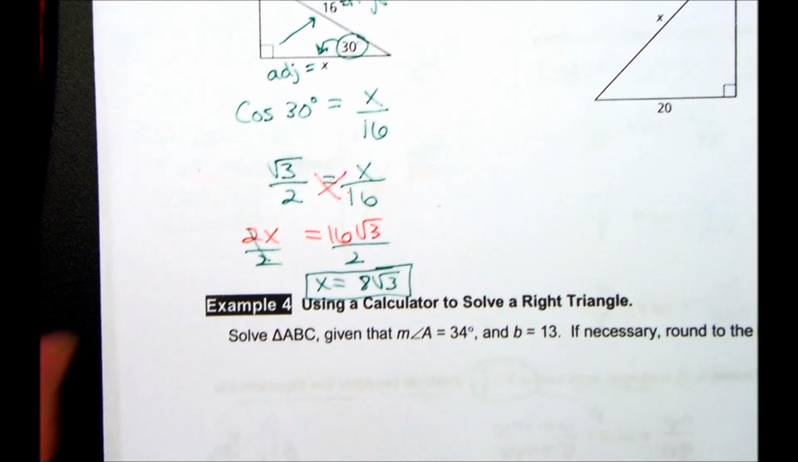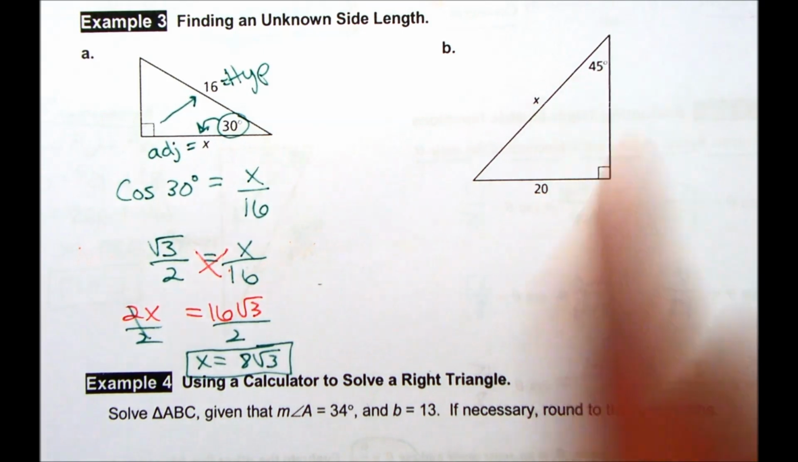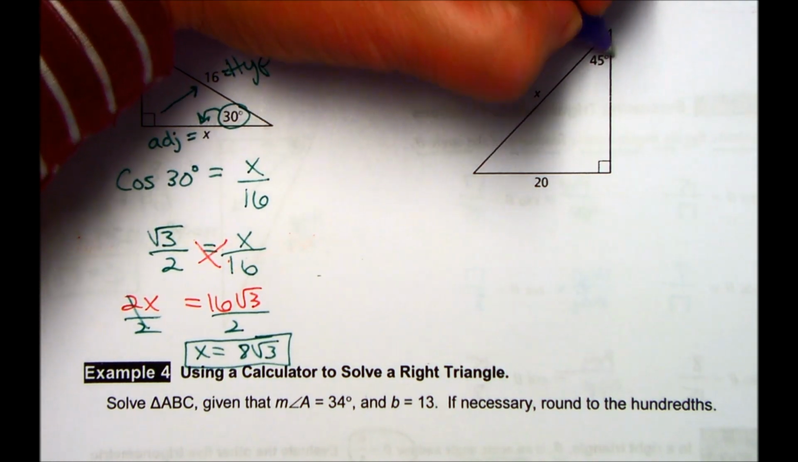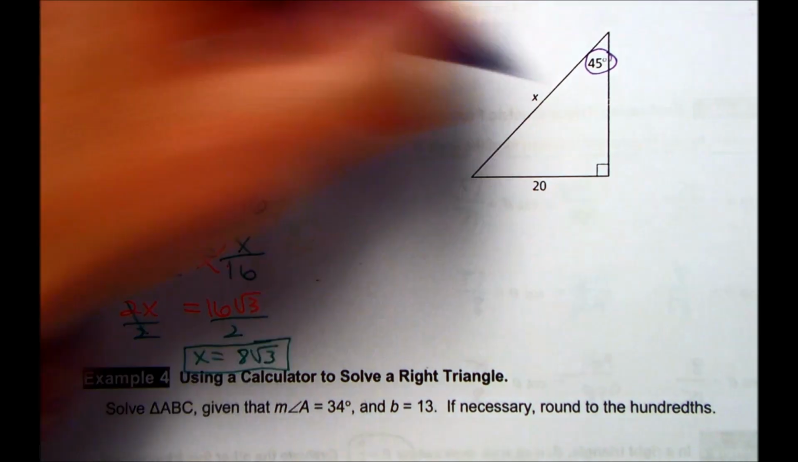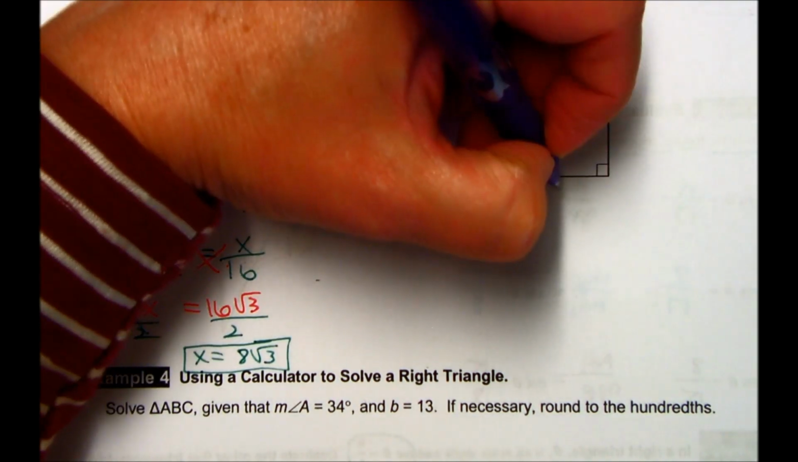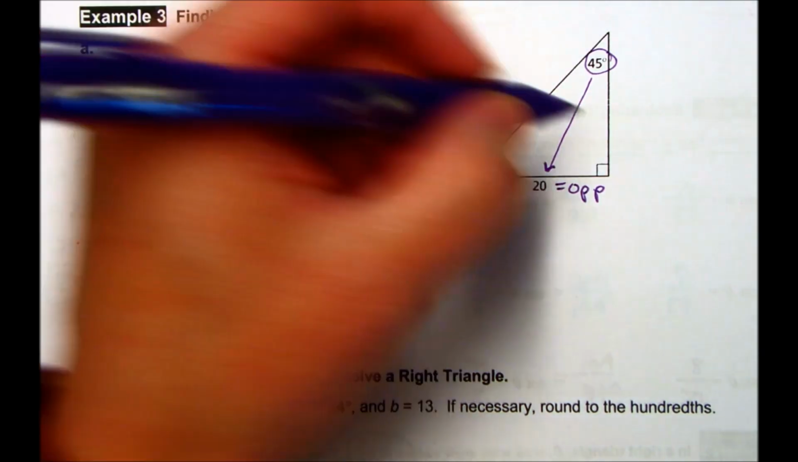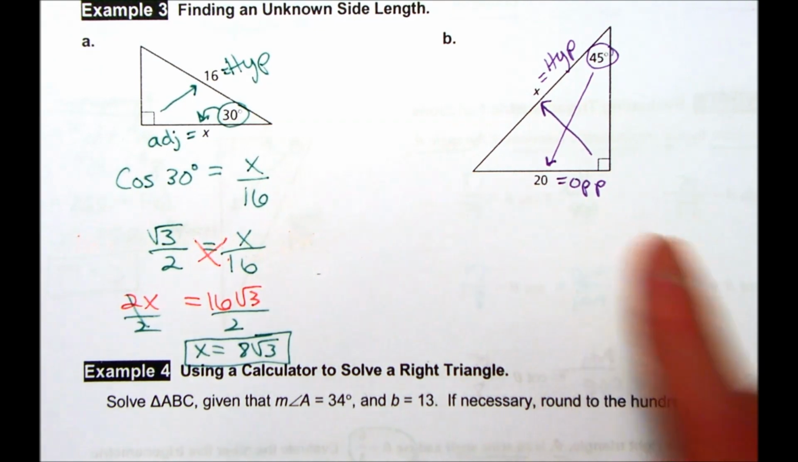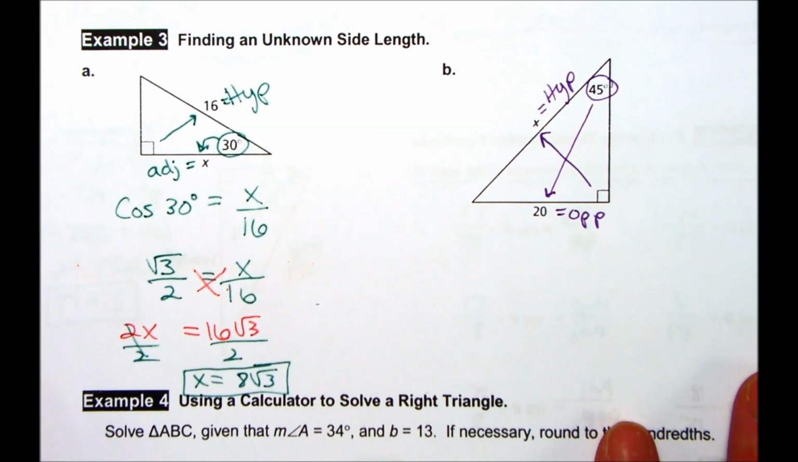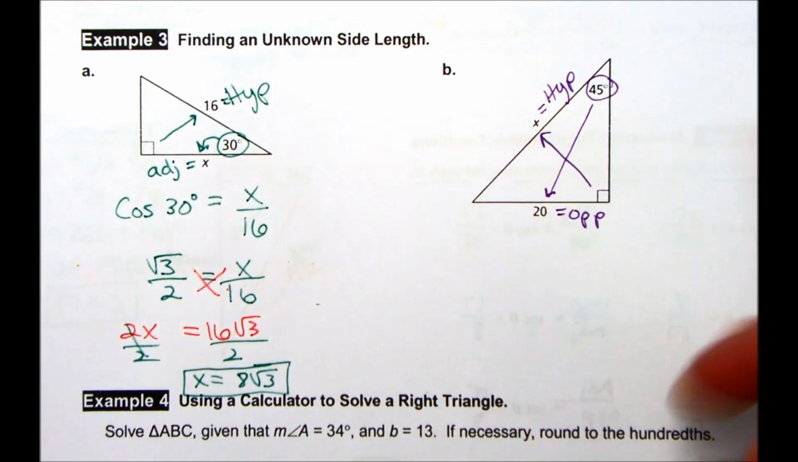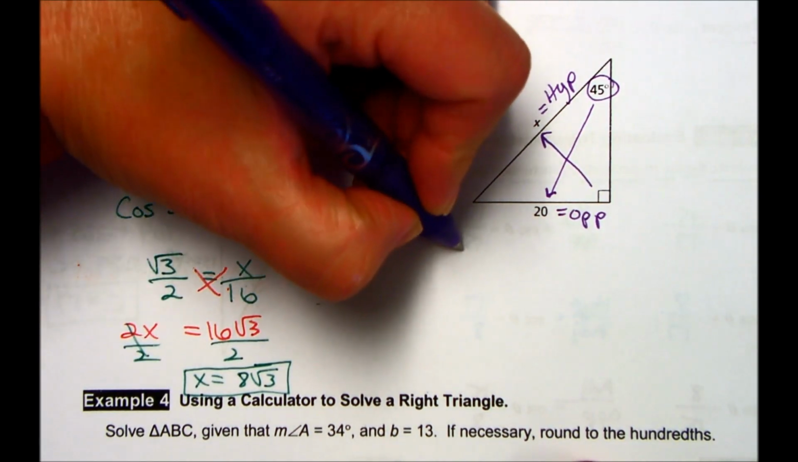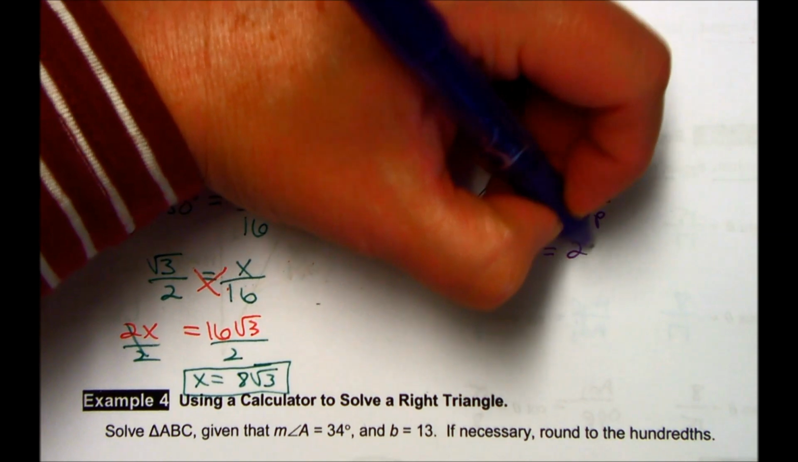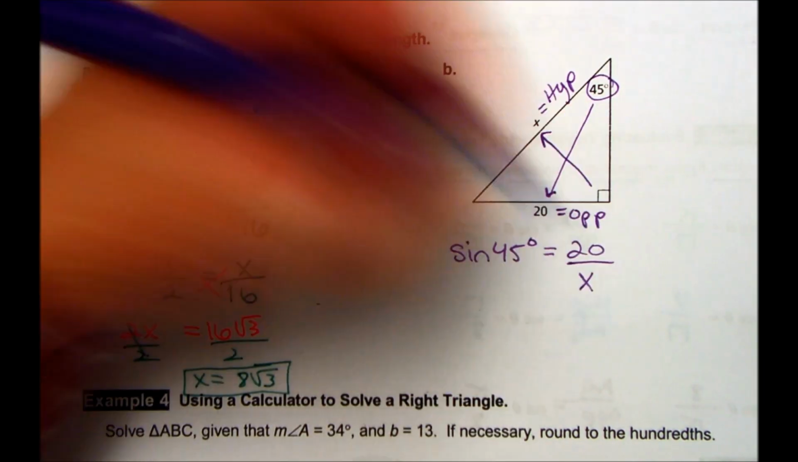Okay, so I have one more example over here with a 45-degree angle. Hopefully we can do this one correct the first time. My 45-degree angle is here. You're given the opposite leg, and you're trying to find the hypotenuse. Which trigonometric function uses opposite and hypotenuse? Sine. So we can write our equation as sine 45 degrees equals the opposite, which is 20, over the hypotenuse, which we're trying to find, x.